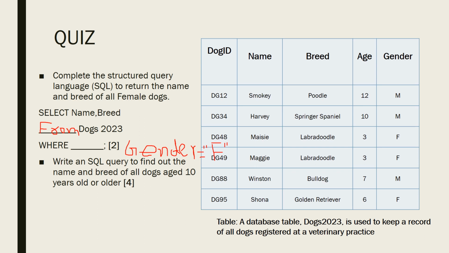Now write an SQL query to find out the name and breed of all dogs aged 10 years or older. It's your time to write the query. I have already shown you how you can write it, so try to write the query for this statement. I will give you 10 seconds.